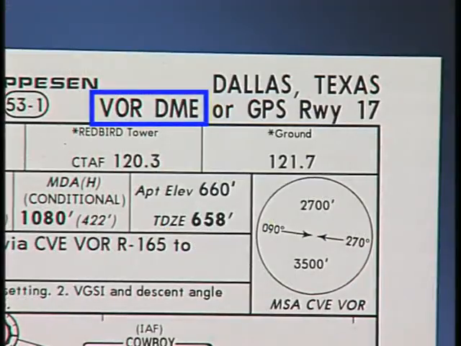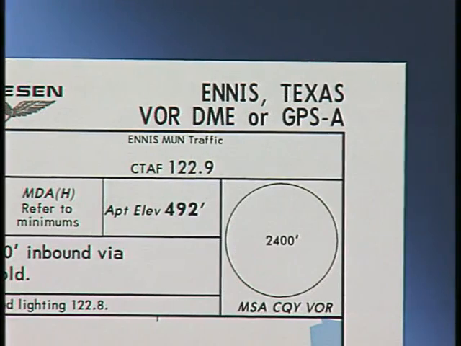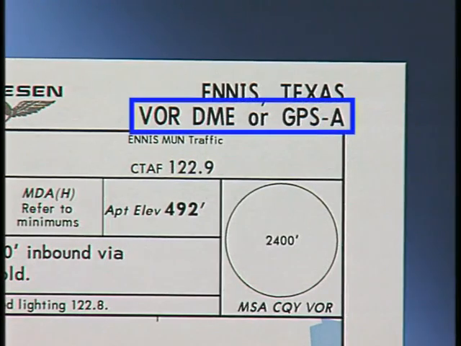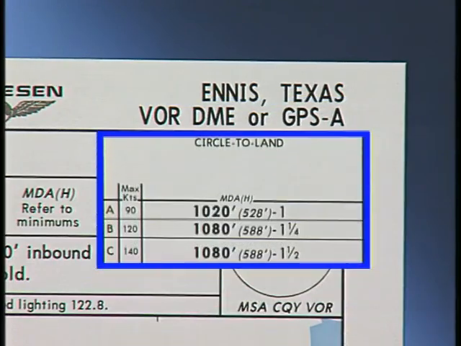In the case of a VOR DME approach, you would need VOR and DME equipment. However, if the approach is titled VOR DME or GPS, either VOR DME or GPS equipment can be used to fly the approach. Both are not required. If the approach course is not aligned within 30 degrees of the runway, the approach is identified with a letter. Notice that this approach is called the VOR DME or GPS-A approach. A circle to land maneuver is required to align the aircraft with the runway.